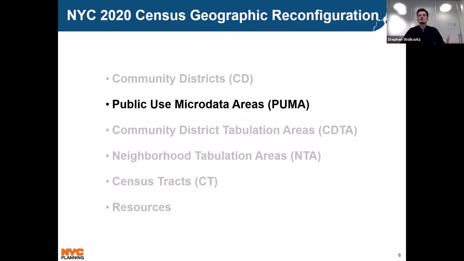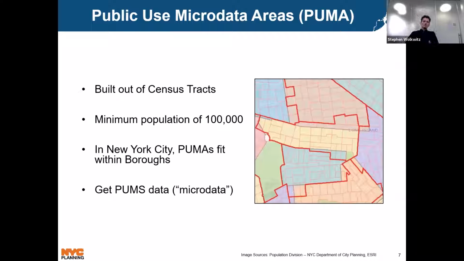So what are these PUMAs? Well, as I mentioned before, it stands for Public Use Microdata Areas. They are built out of Census Tracts. They're an official Census Bureau geography, and the Census Bureau has particular stipulations and guidelines for how PUMAs can be created. So they have a minimum population threshold of 100,000, and that's a hard threshold. They cannot dip below 100,000 population.